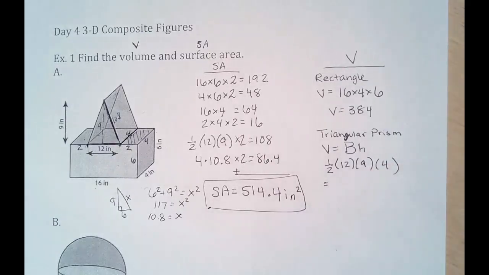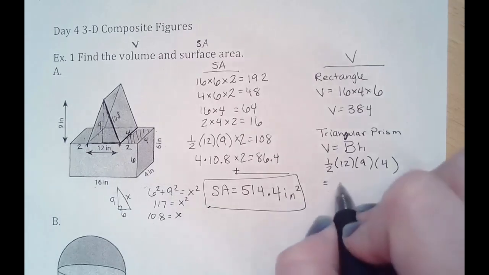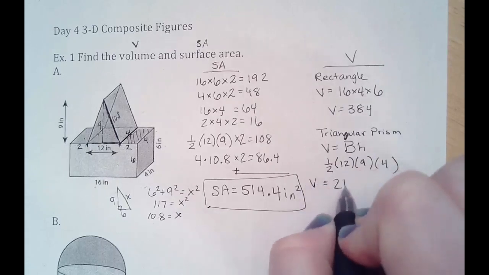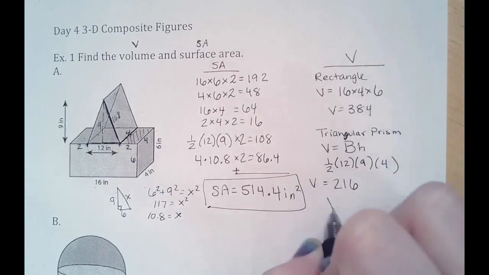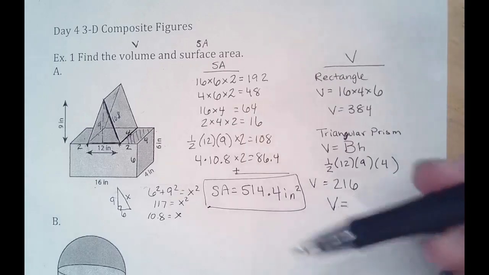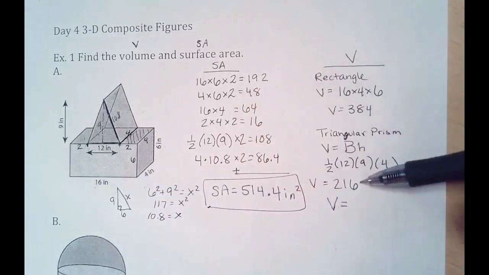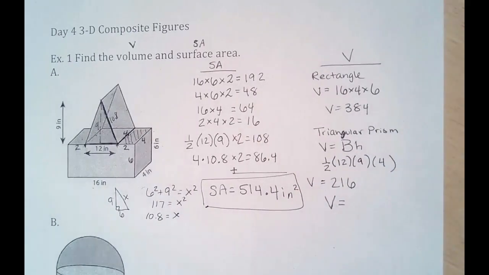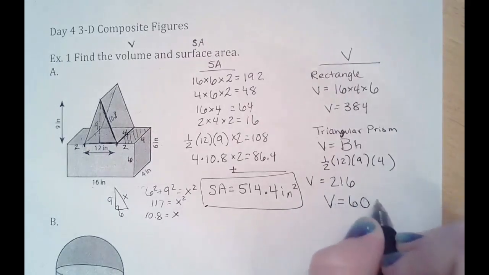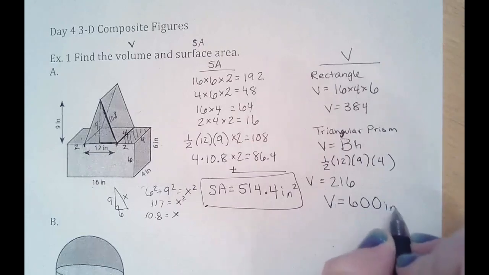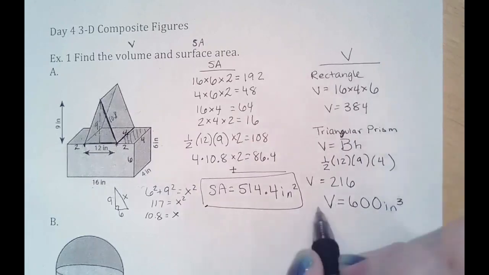Do that in your head or plug it all in. So 0.5 times 12 times 9 times 4. I got volume is 216. To find the volume of the entire composite figure, we would just add these two together. So 216 plus 384 gives you 600. Still talking about inches because it's volume, it's now cubed.